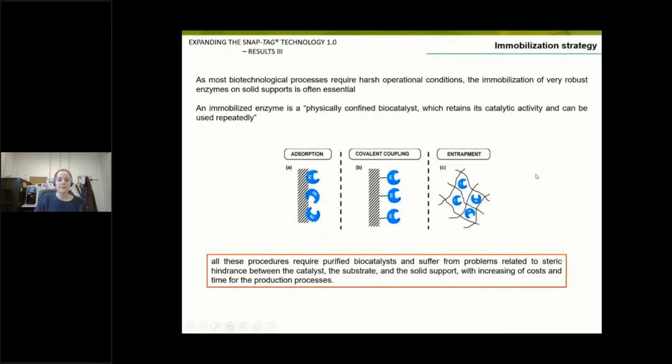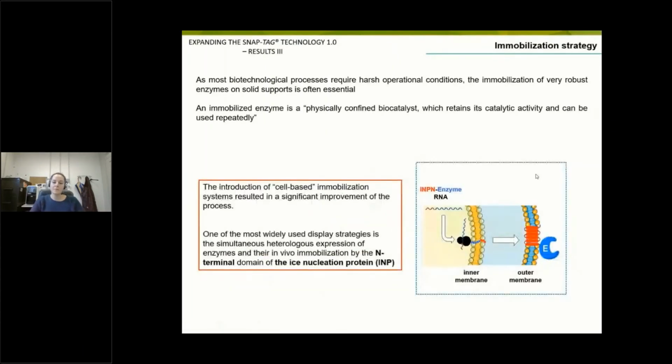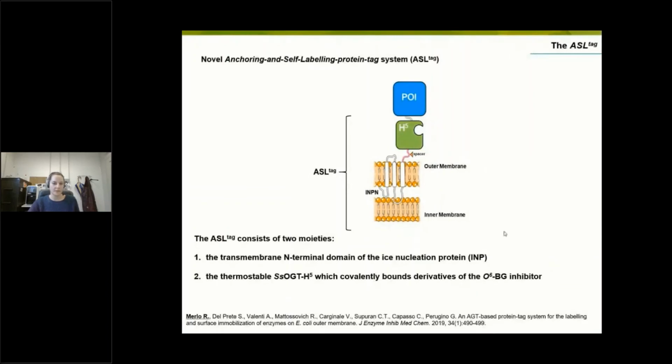But this problem can be overcome by using a cell-based immobilization system, using the N-terminal domain of an ice nucleation protein, which allows the direct expression and immobilization of a protein of interest on the outer membrane, so the external surface of gram-negative bacteria. So starting from this knowledge, in collaboration with Dr. Capasso of the IBBR of Naples, we set up and characterized a novel anchoring and self-labeling protein tag system, and we call it AGT, which consists of two moieties.